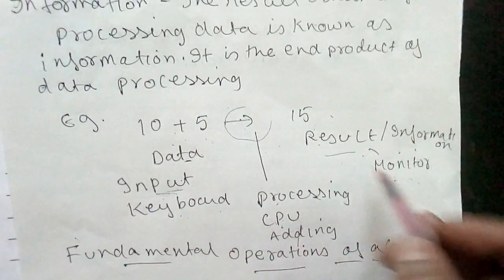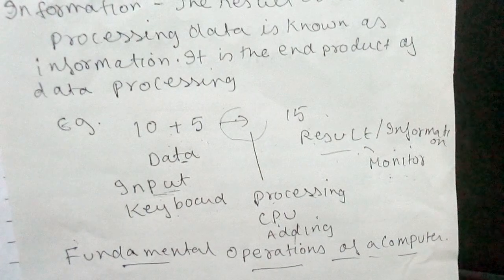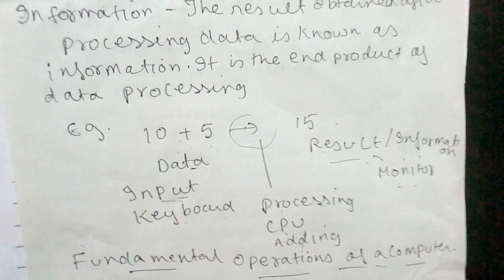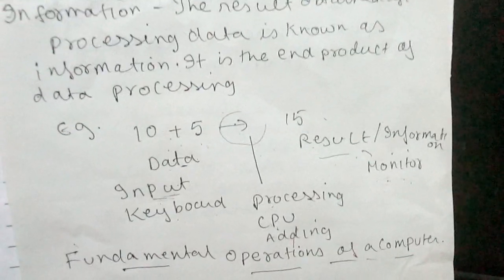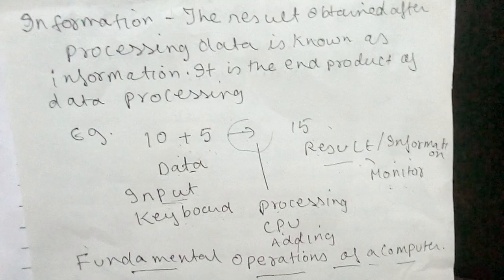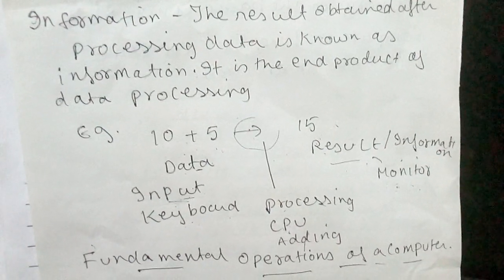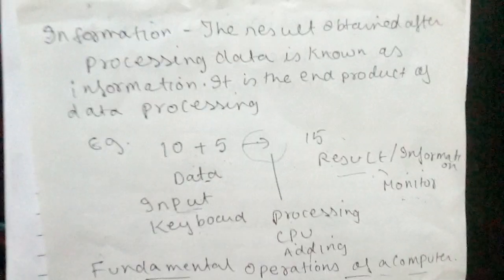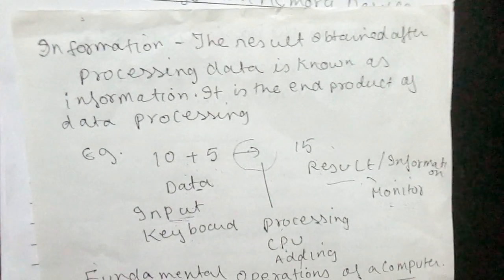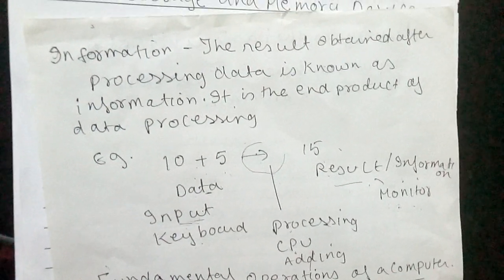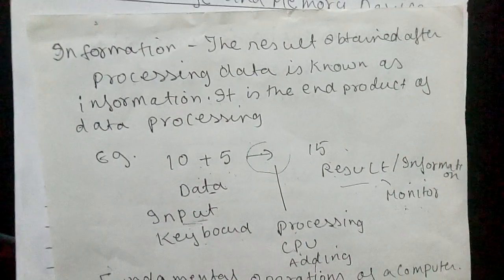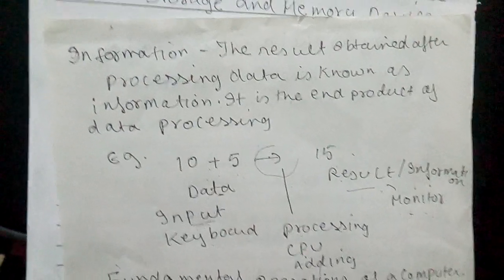Once again I am repeating, what is data? It is a collection of raw facts and figures that we give to the computer through an input device. Processing is working on the given data to get the result we want. Information is the output after processing, based on the data we have given.